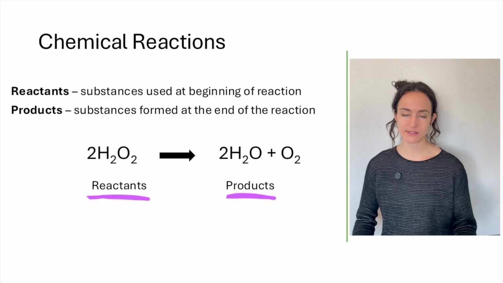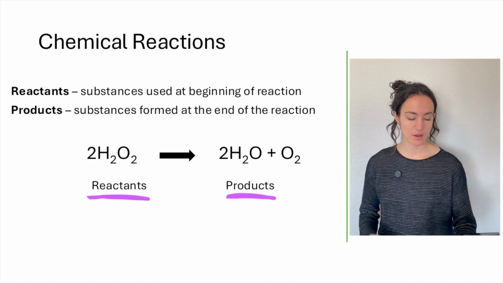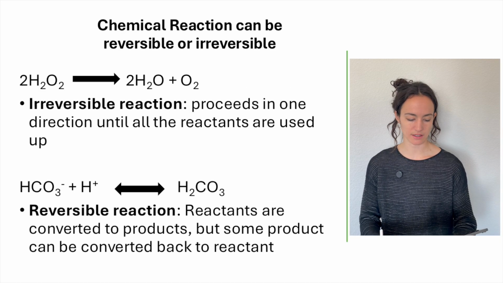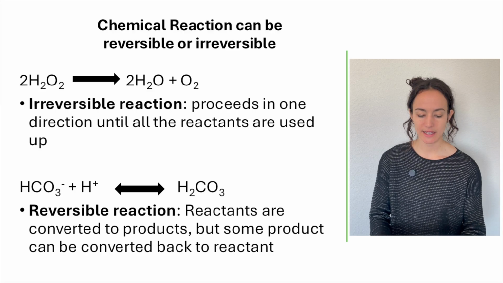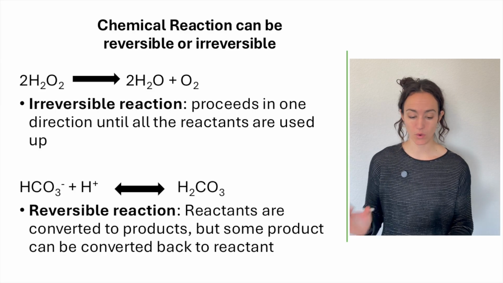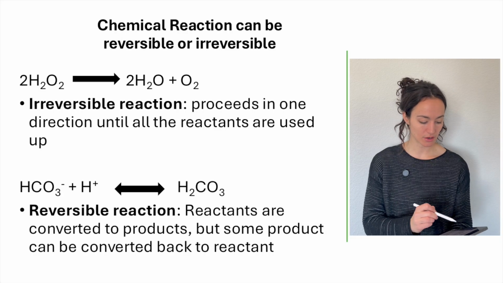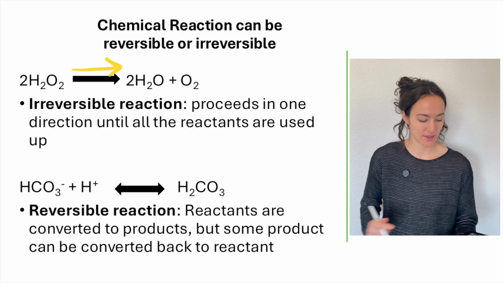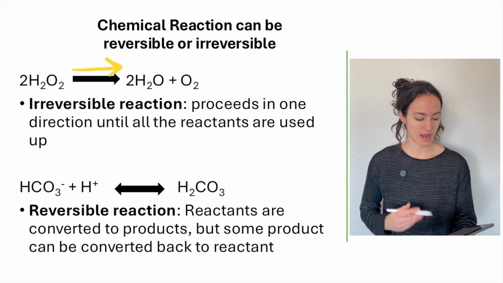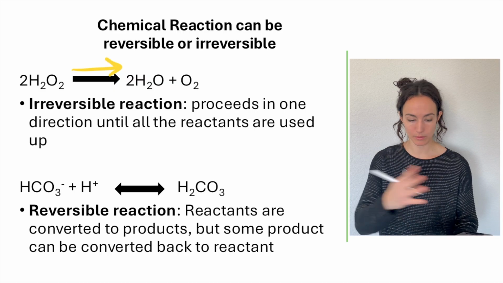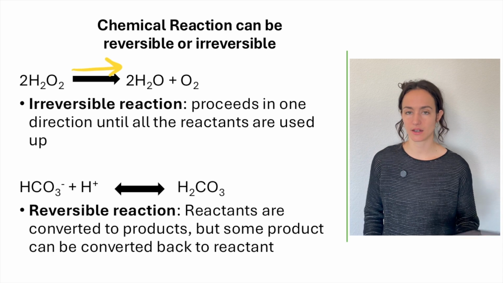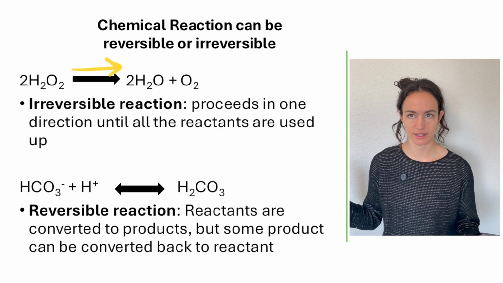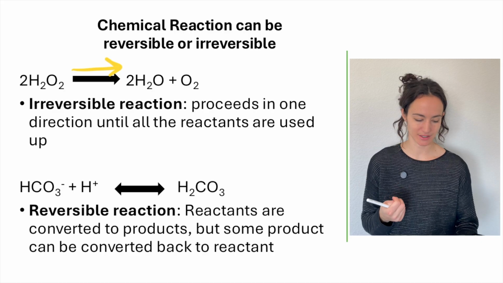So reactants are substances at the beginning of the reaction. Products are substances that form at the end of the reaction. And chemical reactions can be reversible or irreversible. If there's an arrow going in one direction, it means it's irreversible. So hydrogen peroxide will become water and oxygen, and it can't turn back into hydrogen peroxide.